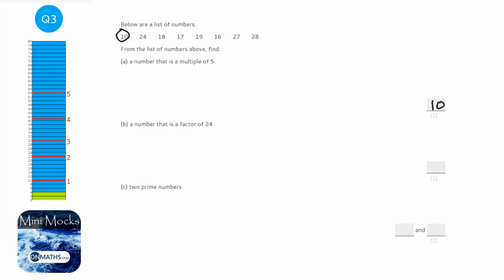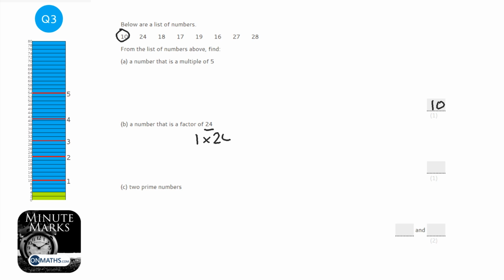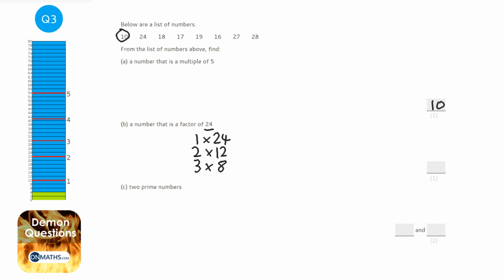Now factors go the other way. A factor of a number means that the number, so 24, is in another number's times table. The easiest way to find the factors of 24 is you start off with 1 and 24, because 1 times 24 is 24. Then you go 2 times 12, 3 times 8, 4 times, and you think how many 4s? 6. 5 times, well that doesn't work. 6 times we've already got. So those 8 numbers are the factors of 24.